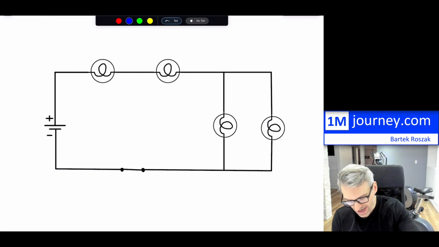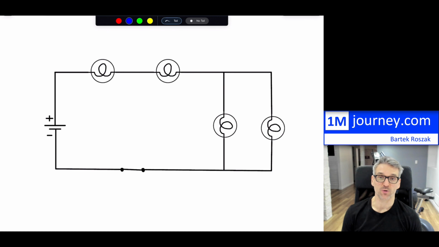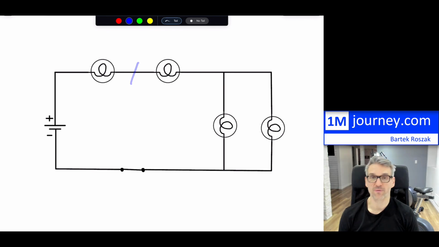So what you have in here is a battery. Notice that it's going to be attached to this light bulb and this light bulb. These two light bulbs are connected in series, which means that if you were to cut this off, then there's no way that the current could flow.